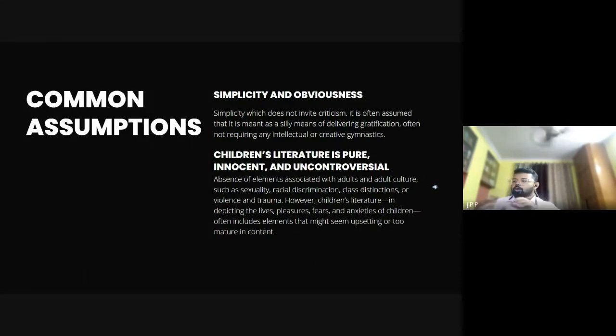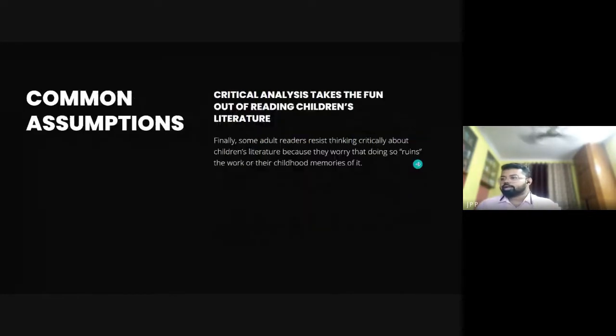Now, of course, all of these common assumptions that I'm going to be telling you right now, I'll be making a few examples when I reach the end of the list. And this is our final point. And that is, critical analysis takes the fun out of reading children's literature.